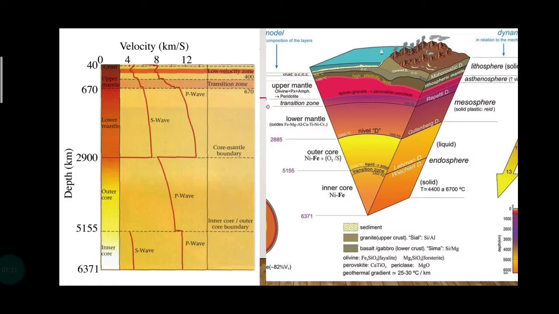So this is a chart. On the left side we can see the P wave. This P wave starts increasing its velocity in the crust, and then there is a low velocity zone where it decreases velocity. Why? Low velocity means seismic velocity decreases in this particular zone.